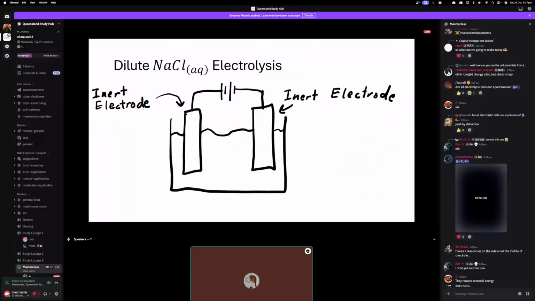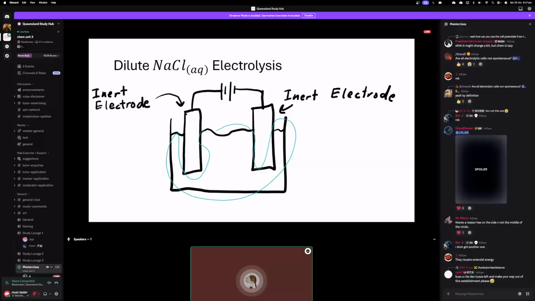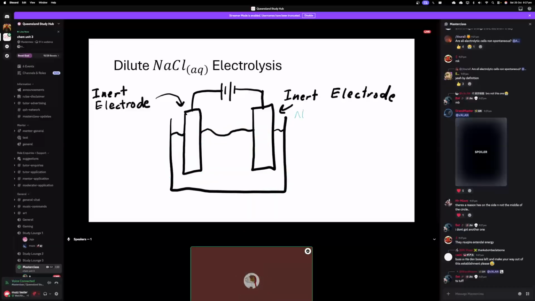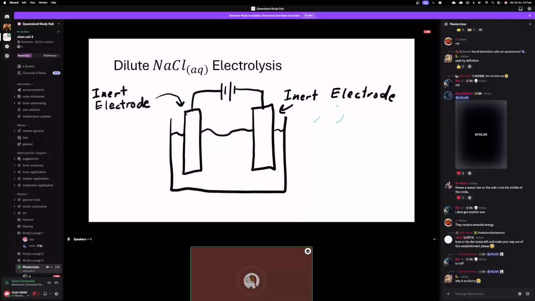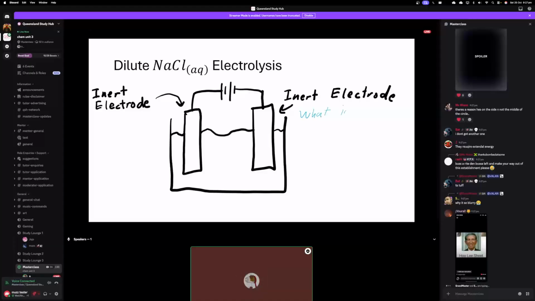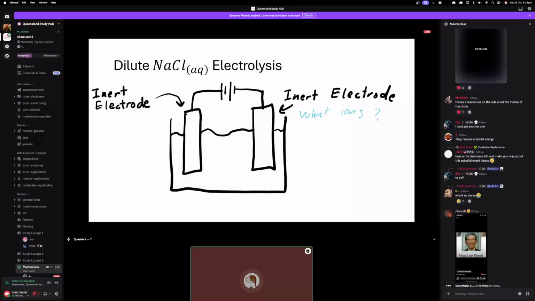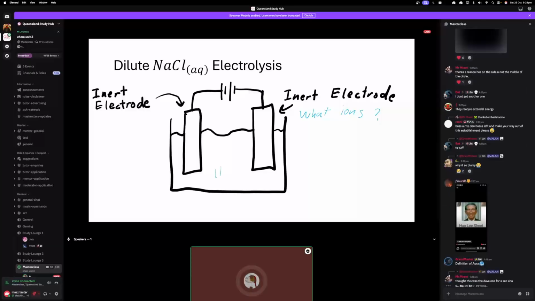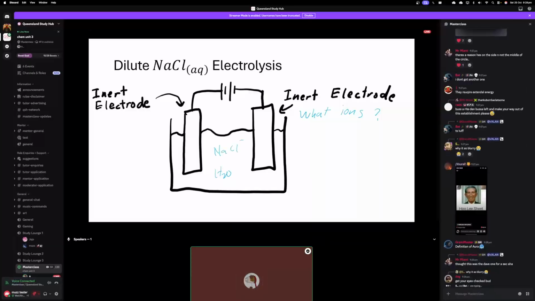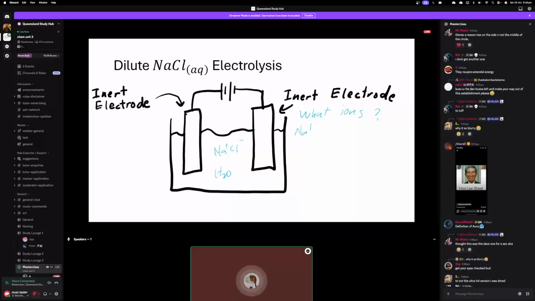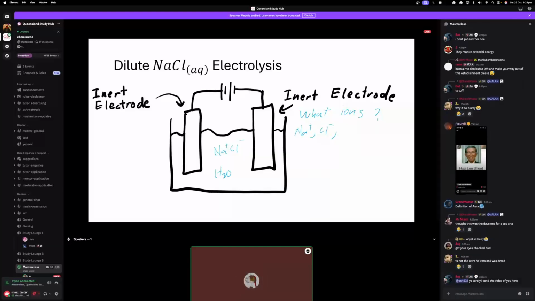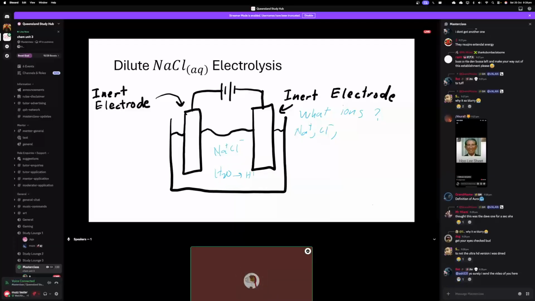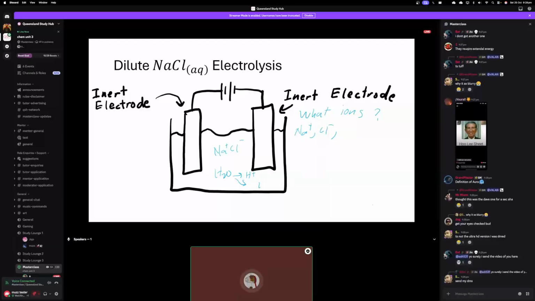So, here we have an inert electrode. Let's think about what species are in this solution. I have Na plus, I have Cl minus, and I have... especially we want to know what ions. Let me write that. What ions? Because there's some water in here. Na plus and Cl minus are there, but H2O can self-ionize, right? So we want to consider that too. From the H2O, we're also going to get H plus and OH minus. So let's write those down too, because those are important.